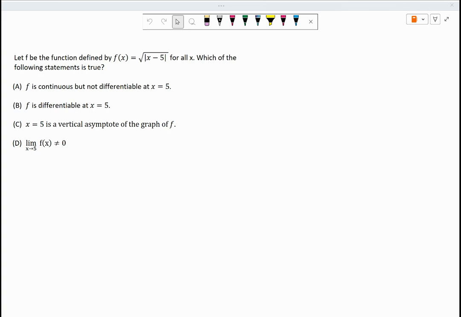Do it fast. Today we will take a look at this problem. Let f be the function defined by f of x is equal to the square root of the absolute value of x minus 5 for all x. Which of the following statements is true?